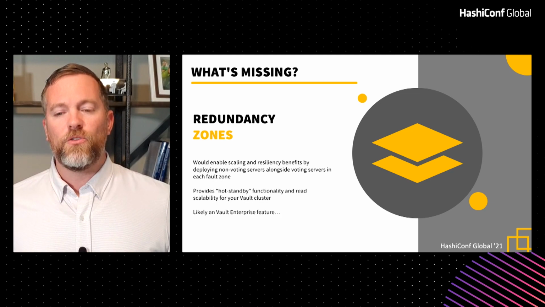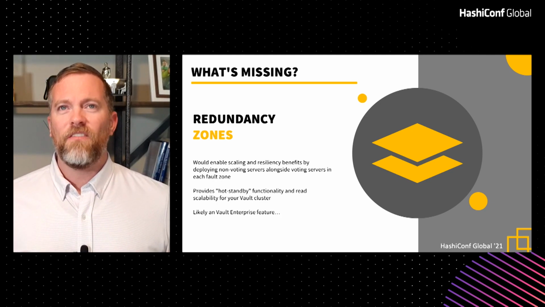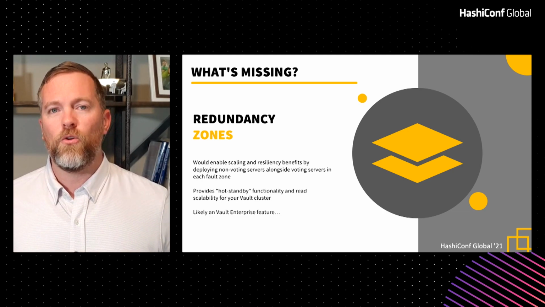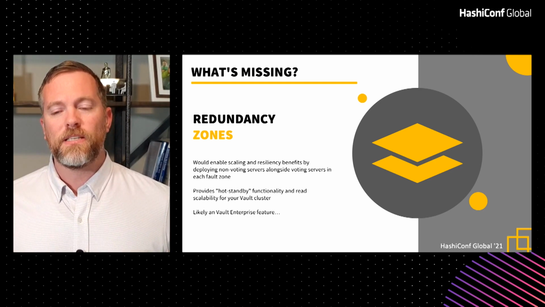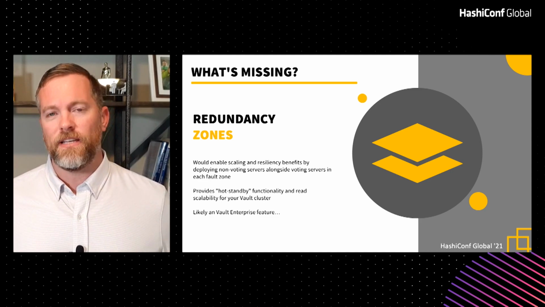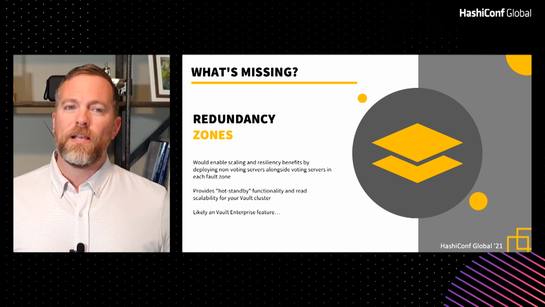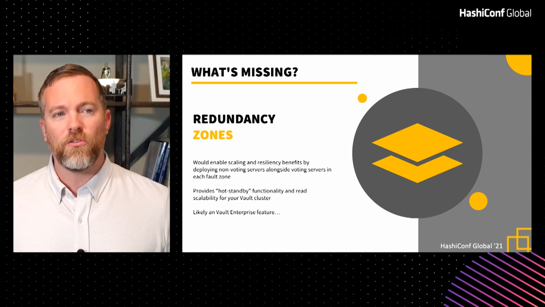Redundancy zones allow you to deploy your Vault nodes across different fault zones, right? And fault zones may mean something different to you, depending on where your Vault cluster lives. If you're deploying on premises, it may look like different racks, maybe different blade chassis in your data center. That could be a different fault zone. In AWS or Azure, it could look like availability zones. All right, so those are different fault zones.